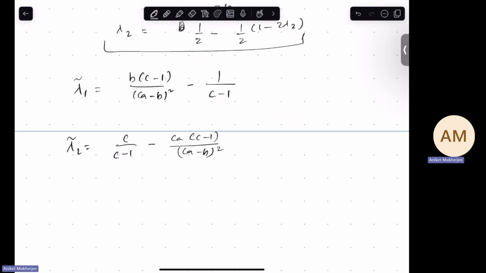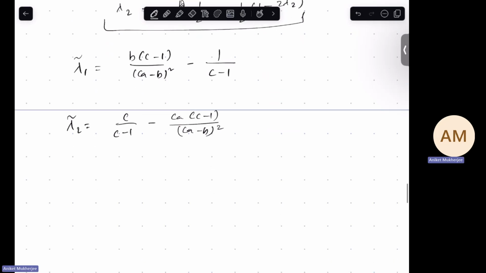So now from this we can see that lambda 1 tilde and lambda 2 tilde, which is the optimal, is an interior point because lambda 1 tilde greater than 0, lambda 2 tilde greater than 0, and if you do lambda 1 plus lambda 2, then you get that is less than 1, right? So this is an interior point if it satisfies the following conditions.